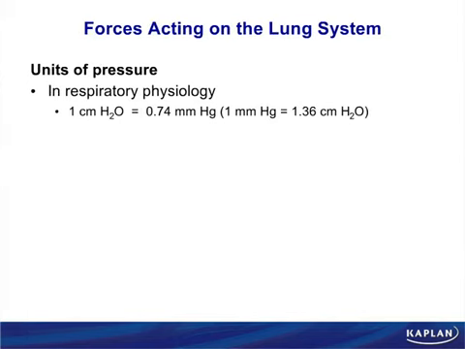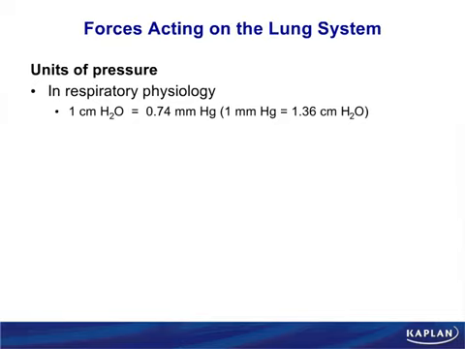All right, now let's talk about the forces acting on the respiratory system. Units of pressure, just as a quick reminder, often used in respiratory physiology and in clinical medicine, is centimeters of water. Now, 1 centimeter of water is about 3/4 of a millimeter of mercury. It's not crucial to be able to calculate this difference. We just want to remind you that if we're going to be talking about centimeters of water, that is actually less than millimeters of mercury.